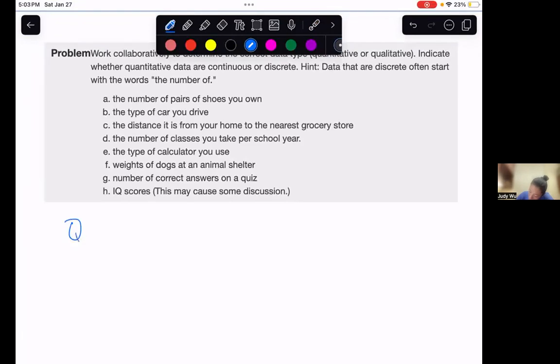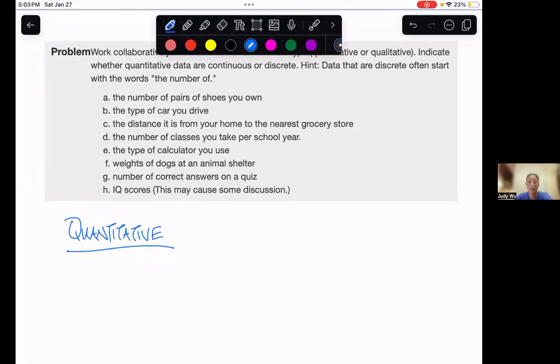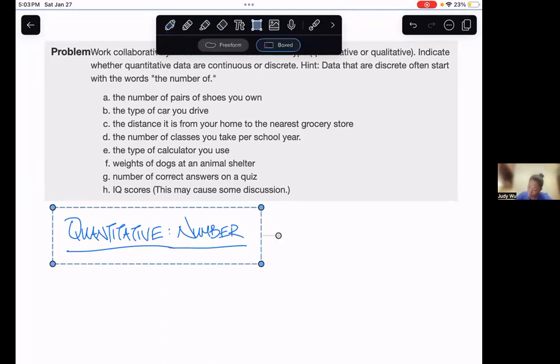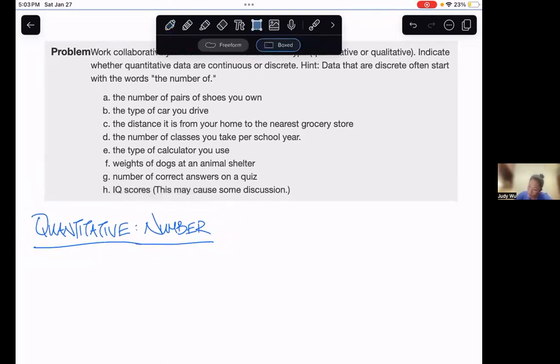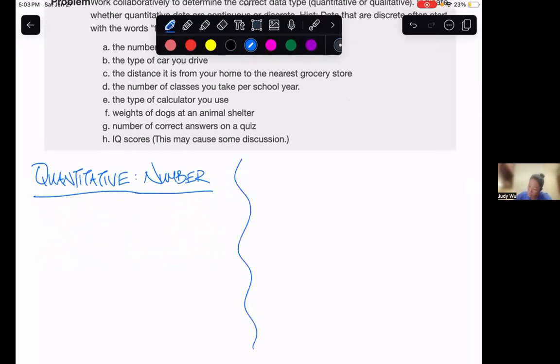So a quantitative data type is nothing more than a data type that involves a number, okay? So it means that whatever data I'm collecting, it should have a number in it. Now, in contrast, let me break that down for us.